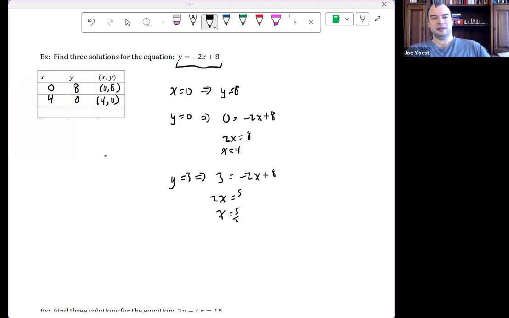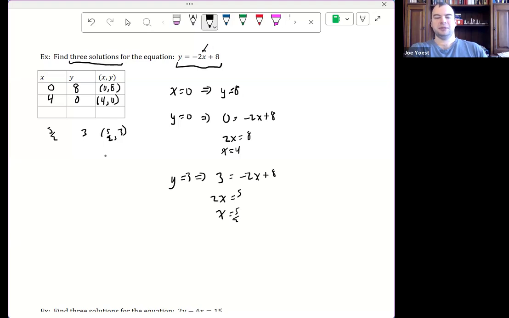I could definitely write it down here and it would satisfy the question, right? This is certainly a solution. 5 halves comma 3. That would complete the answer to this problem. But again, in the back of our mind, the real goal of this is to get an ordered pair and then plot it on a graph. Let's try to get one that's a little nicer.